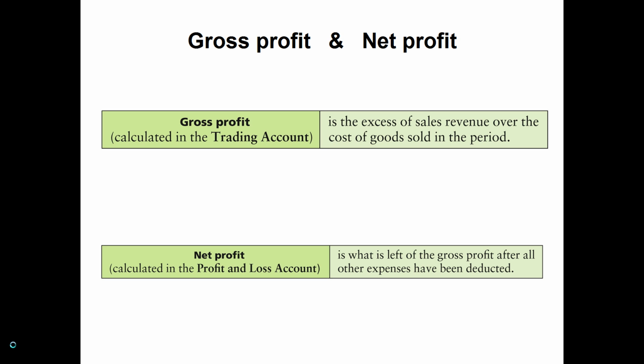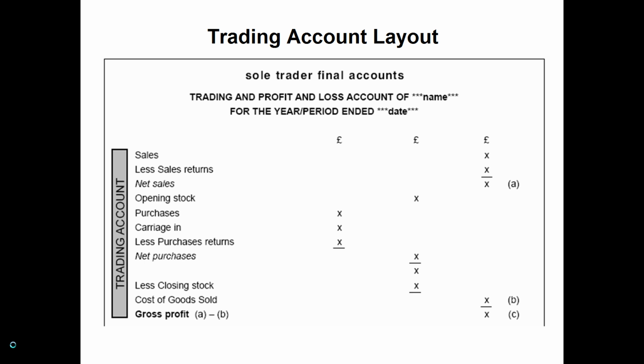The trading account is the top section, the first section of the income statement, and when we calculate net profit, this is calculated in the profit and loss, which is the second section in the income statement. Net profit is what is left of the gross profit after all other expenses or overheads have been deducted. Let's look at this layout first of all of the trading account.